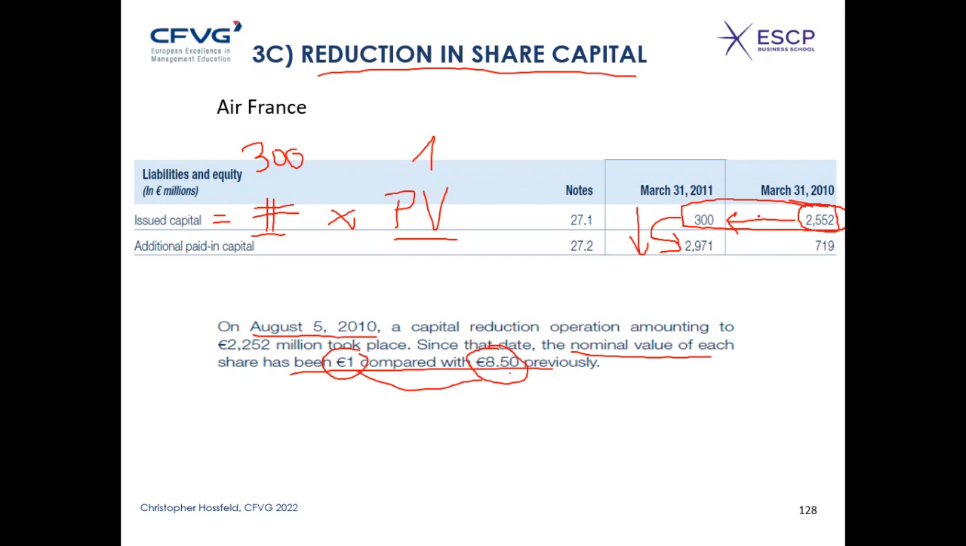And that means here I see there's a decrease of 2.2 billion, and then there is an increase of 2.2 billion in the share premium, because it's only reclassified. The total amount of equity, so share capital and additional paid-in capital, the sum of this is exactly the same. Because shareholders do not invest new money, shareholders are not reimbursed, so the total amount stays the same. So that's a reduction in share capital.